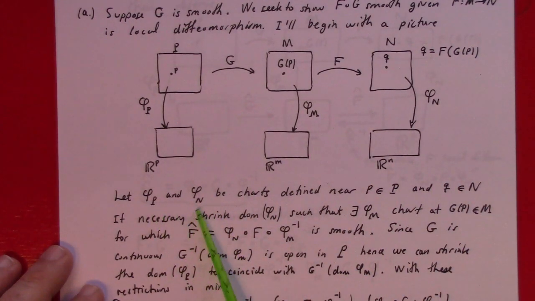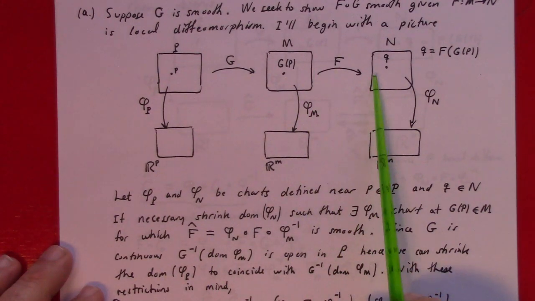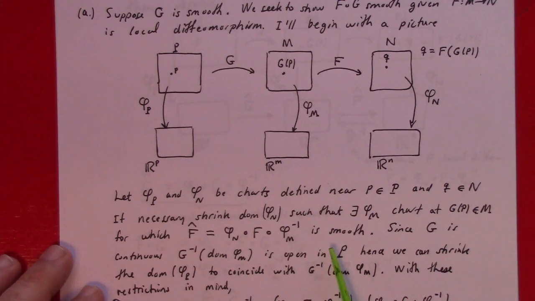So here, phi P and phi N, there'll be charts defined near P and near Q as pictured. Then it might be necessary to shrink the domain of phi N such that there exists a chart phi M at G of P in M for which the local coordinate representative of F is smooth. I can do that because F is a local diffeomorphism.